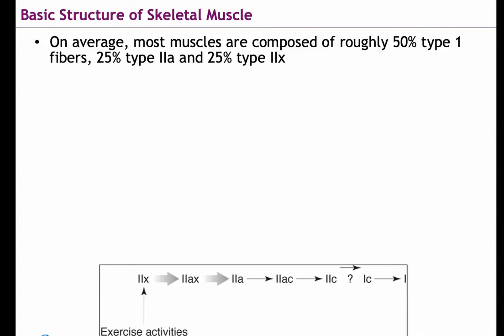So on average, I have written down up here roughly percent fiber type. When we think about on average, you can't think of all your athletic friends or all your friends who aren't athletes and just sit around all day. You have to think of the average person, someone in the middle, someone in between that. So the average person, most muscles are composed of about half type 1, 25% type 2A and 25% type 2X. So basically 50-50, like 50% type 1 and 50% type 2. That's usually what the average person's muscles are composed of.